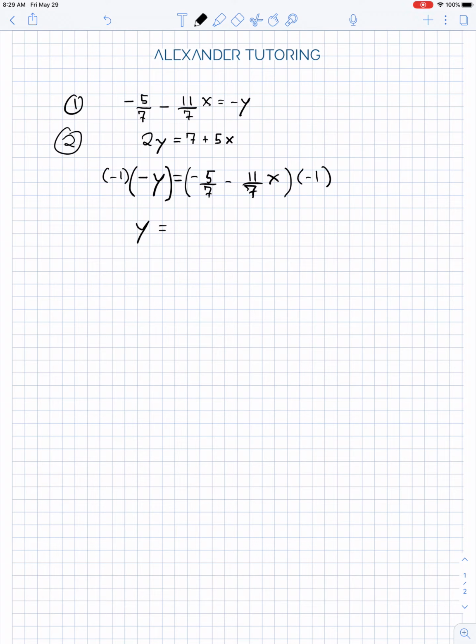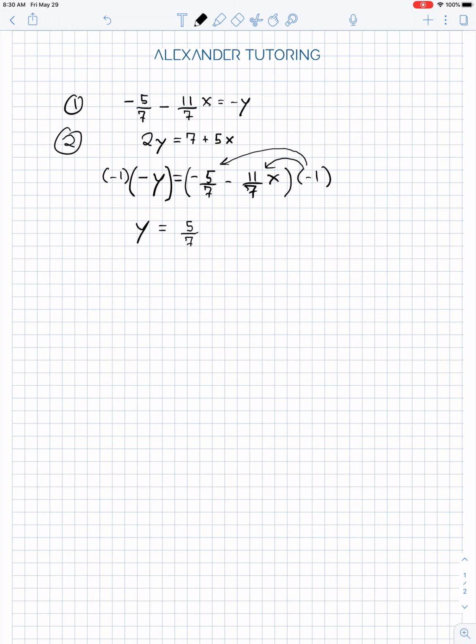Now here's why the parentheses are so important on the right-hand side: this -1 distributes to both terms here. So again, if you can do this, you must know how to distribute well. A lot of students forget that step. Okay, so you can see that's just going to flip the sign around, because -5/7 times -1 is 5/7.